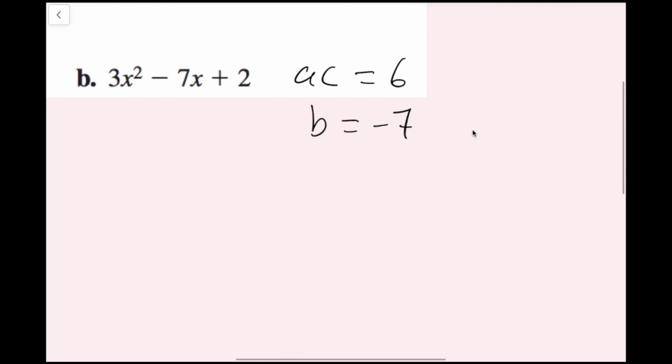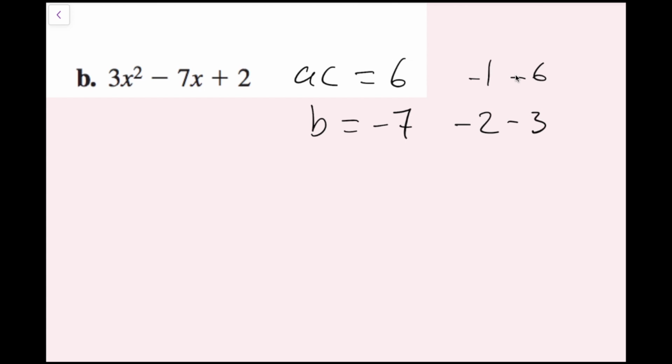Well, if I make my factor table, I have 1 and 6. I have 2 and 3. And that is it. Now notice my b value is negative and my AC value is positive. That means I want two numbers that are going to multiply to be a positive number, but add to be a negative number. So both of the numbers are going to have to be negative. Okay? And I can see if I make both the numbers negative here, that -1 plus -6 equals my -7. -2 plus -3 does not. So these are my two values.